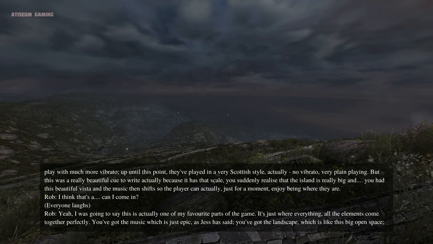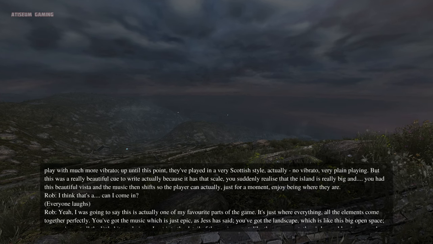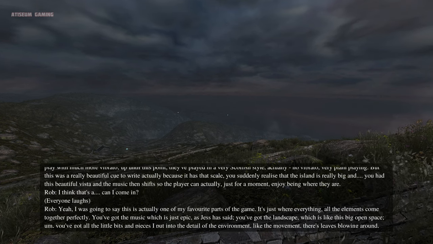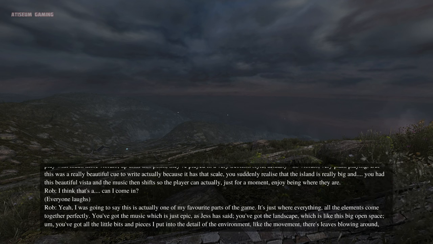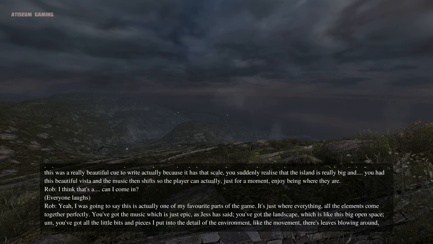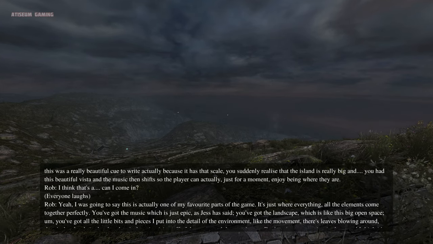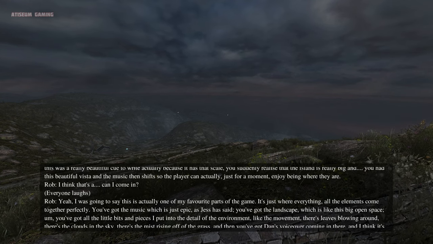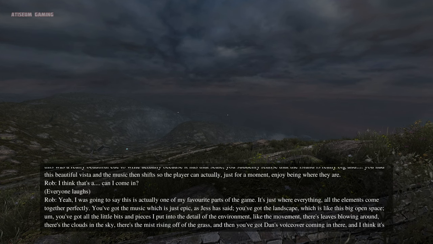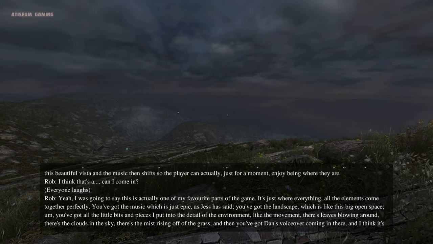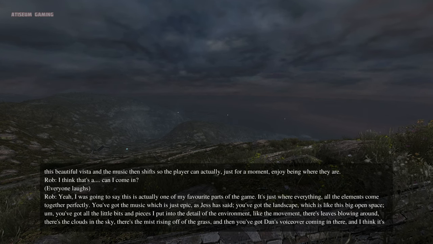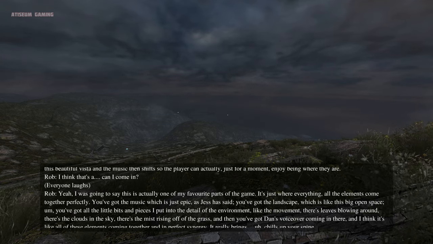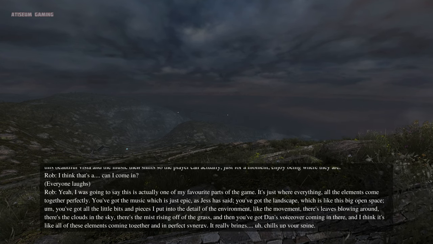I was going to say, this is actually one of my favourite parts of the game. It's where all the elements come together perfectly. You've got the music, which is just epic, as Jess has said. You've got the landscape, this big open space. You've got all the little bits and pieces that I put into the detail of the environment, like the movement: leaves blowing around, clouds in the sky, mist rising off the grass, and then you've got Dan's voiceover coming in. And I think it's all of these elements coming together in perfect synergy, and it really brings chills up your spine.